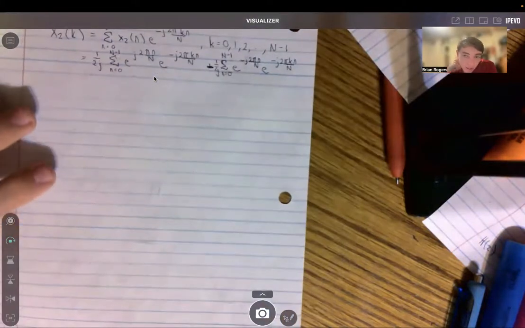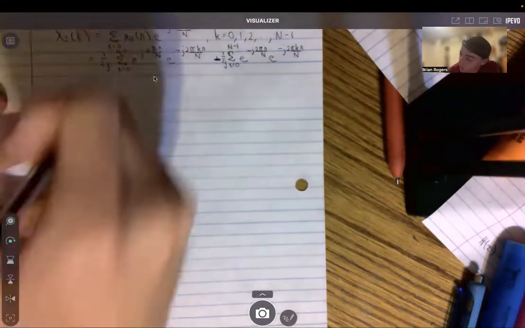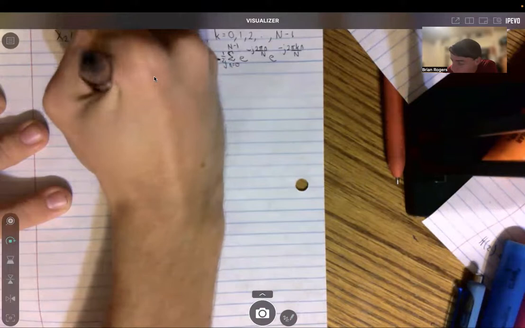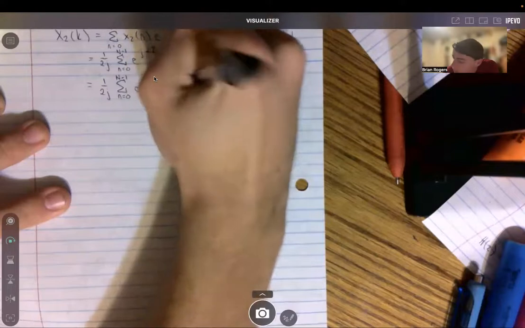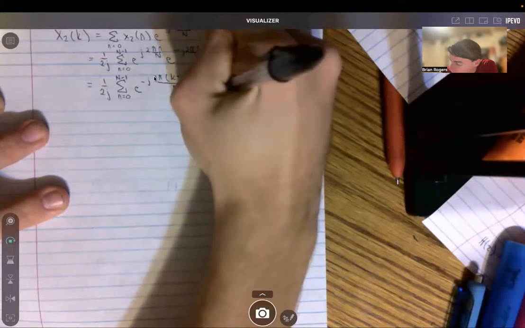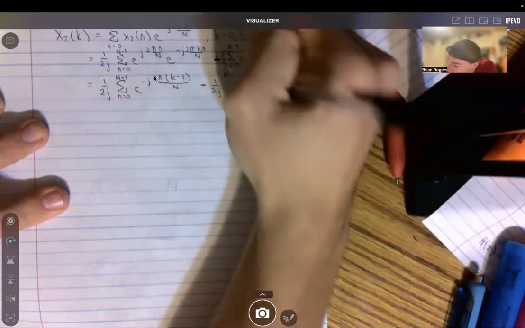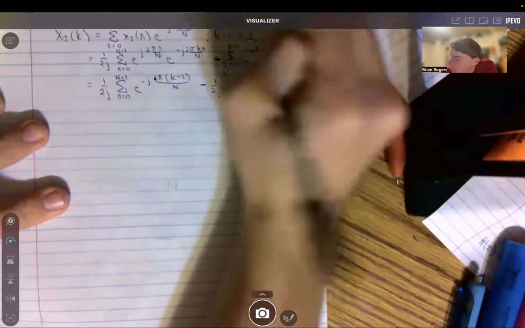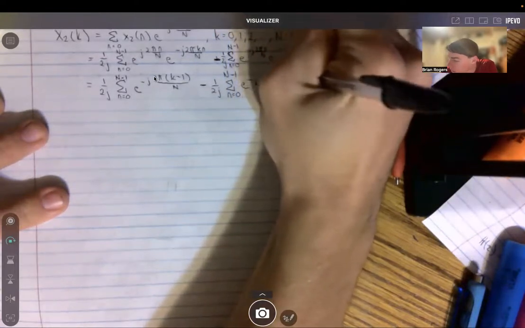And then here, what we're going to have is we know this summation. Let's write it in terms of one exponential. So we'll combine the two, n equals 0 to N minus 1, then we're going to have e to the negative j 2 pi, and then it's going to be k minus 1 all over capital N, and then minus 1 over 2j, n equals 0 to N minus 1, and then it's going to be e to the negative j 2 pi, and then it's going to be k plus 1 all over N.